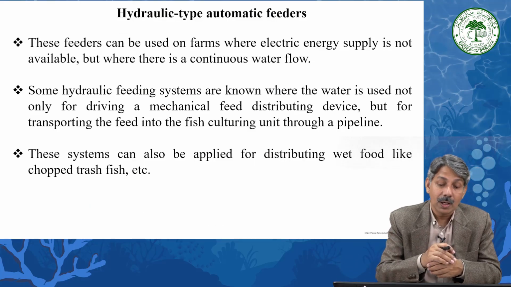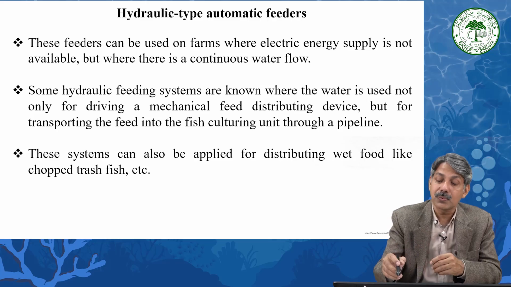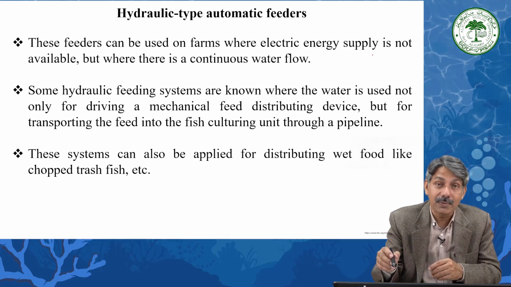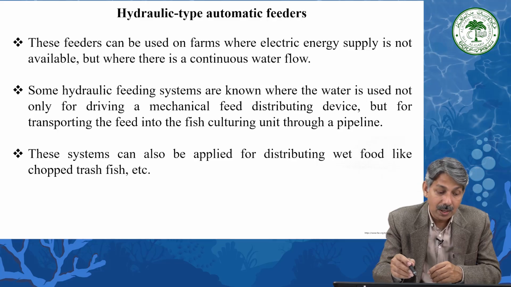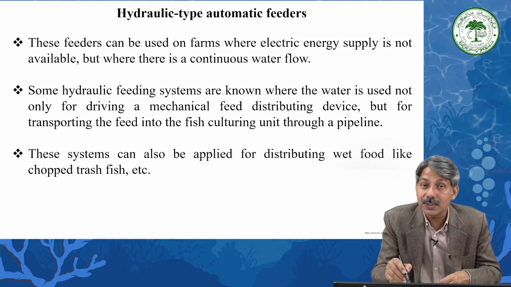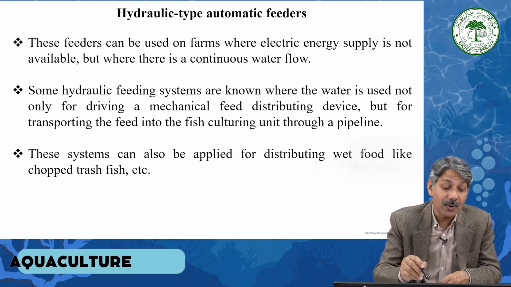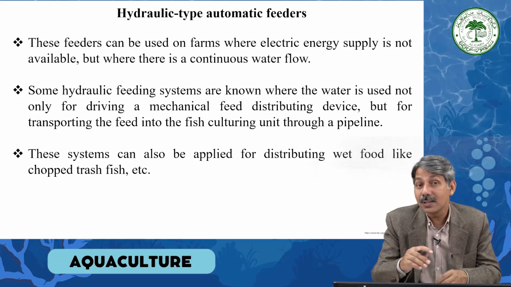Hydraulic type automatic feeders. These feeders can be used on farms where electrical energy supply is not available, but where there is continuous water flow. Some hydraulic feeding systems are known where the water is used not only for driving a mechanical feed distributing device, but for transporting the feed into the fish culturing unit through a pipeline.